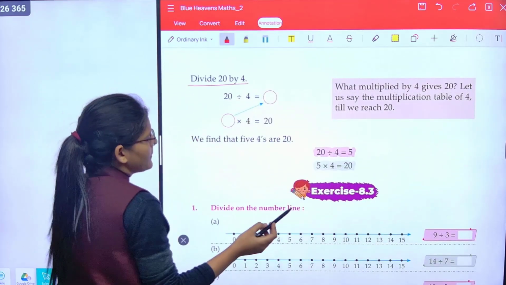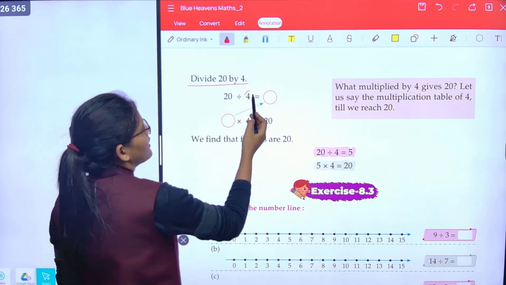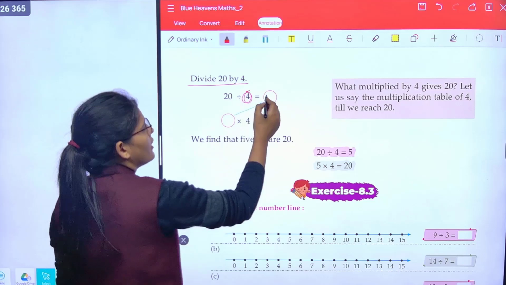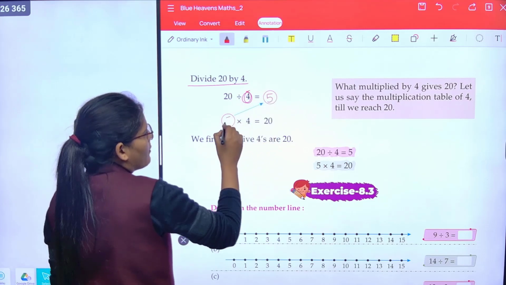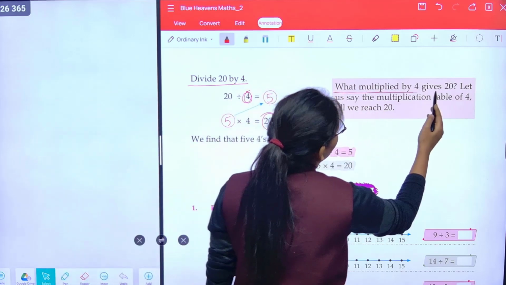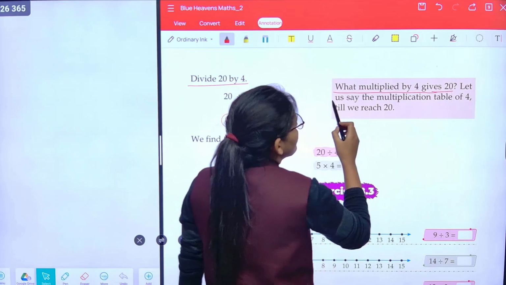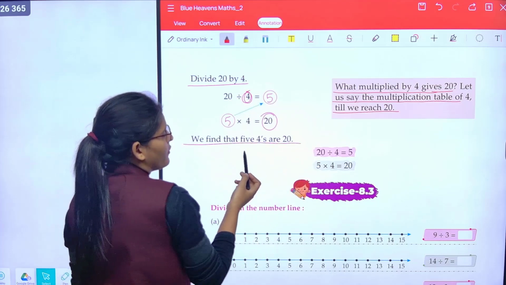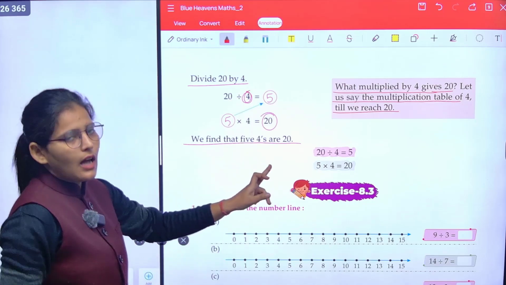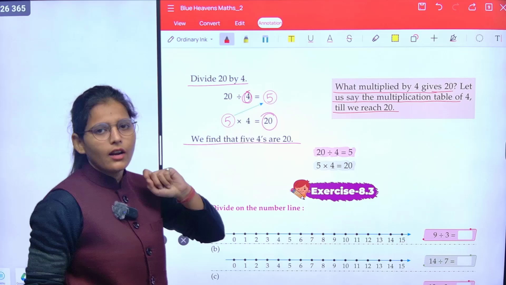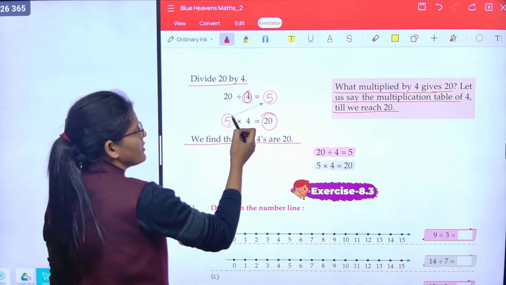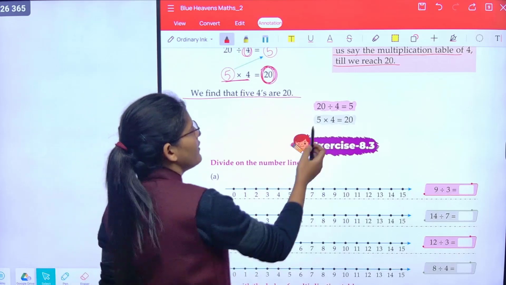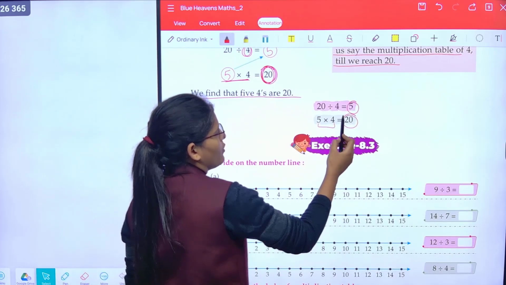Now divide 20 by 4. So recite the table of 4. 4 ones are 4, 4 twos are 8, 4 threes are 12, 4 fours are 16, 4 fives are 20. So here 5. 5 fours are 20. What multiplied by 4 gives 20? Let us say the multiplication table of 4 till we reach 20. We find that 5 fours are 20. The product is the divisor multiplied by the quotient, which gives our dividend. Now 20 divided by 4 is 5 and 5 multiplied by 4 is equal to 20.